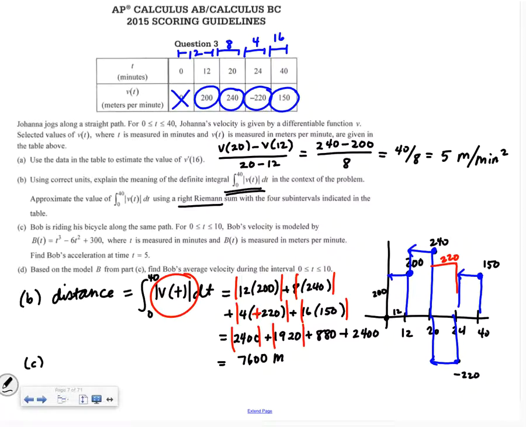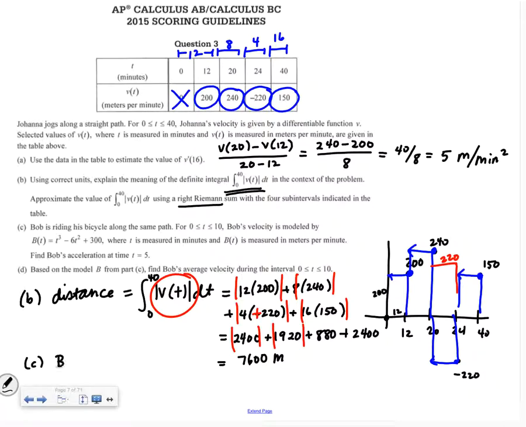All right, and then C. Bob is riding his bicycle along the same path. So between 0 and 10 minutes, Bob's velocity is modeled by b of t equals t cubed minus 6t squared plus 300, where t is measured in minutes and b of t is measured in meters per minute. Find Bob's acceleration at time t equal 5.